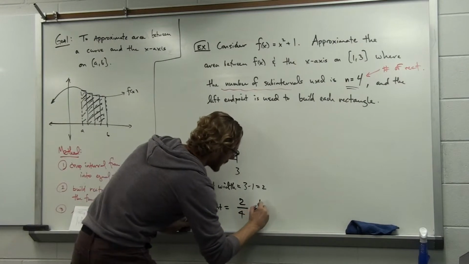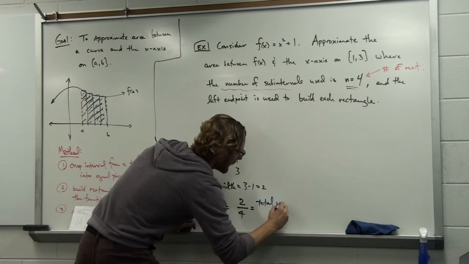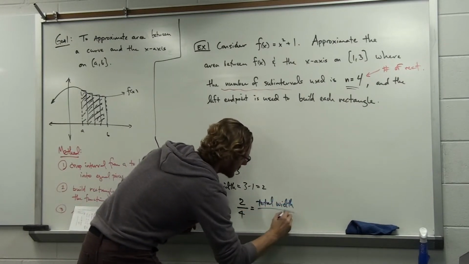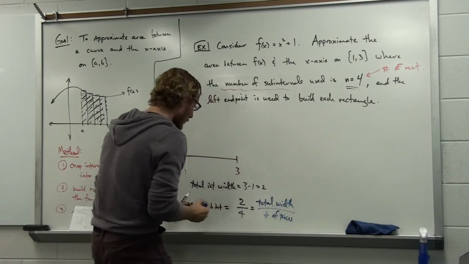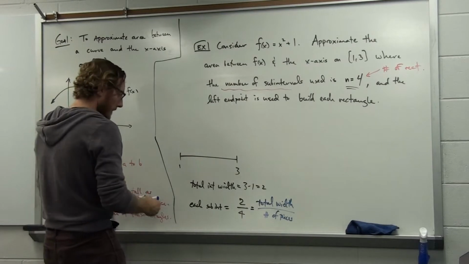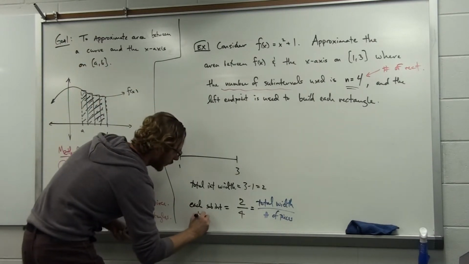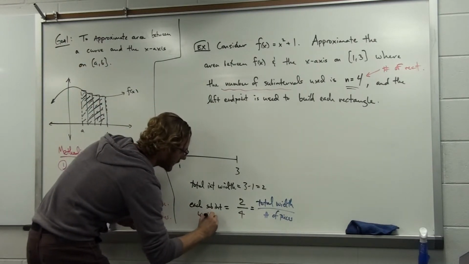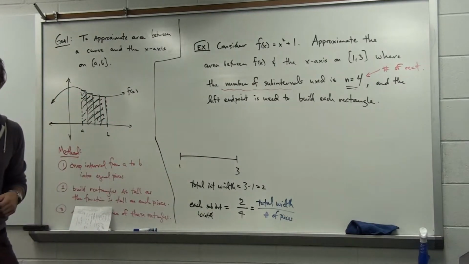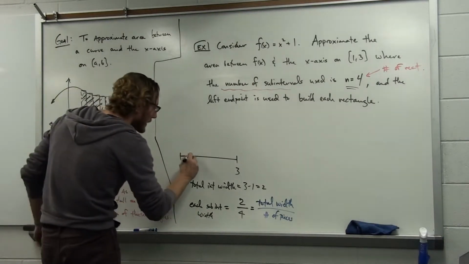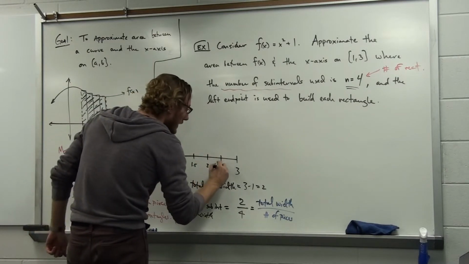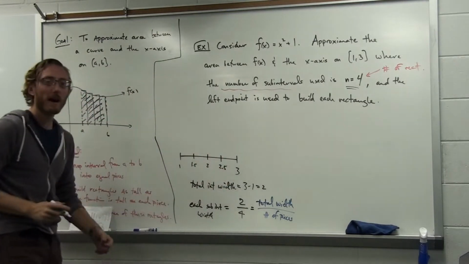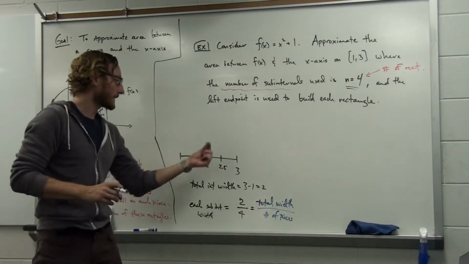I tell you what, let me write this out. Total width divided by number of pieces. And what's that going to give you? That's going to give you the width of each piece, the subinterval width. Perfect. Now, each subinterval width is 2/4 or 1/2. So the next point is going to be at 1.5, the next point is going to be at 2, and the next point is going to be at 2.5. And what do you know? It works out perfectly, right?